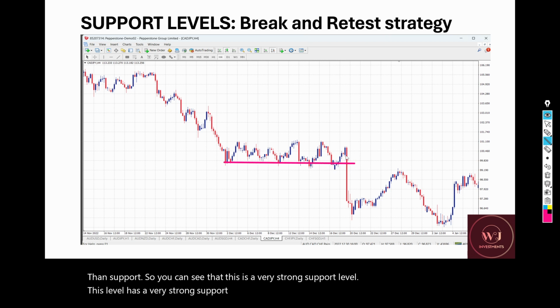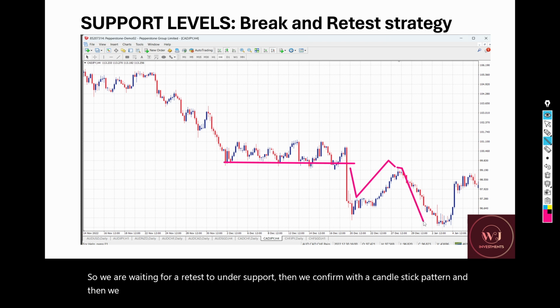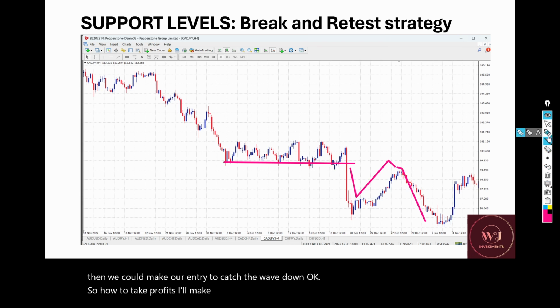So the price finally breaks the support. So we are waiting for a retest on the support. Then we confirm with a candlestick pattern, and then we could make our entry to catch the wave down. Okay, so how to take profits, I'll make another video about that.